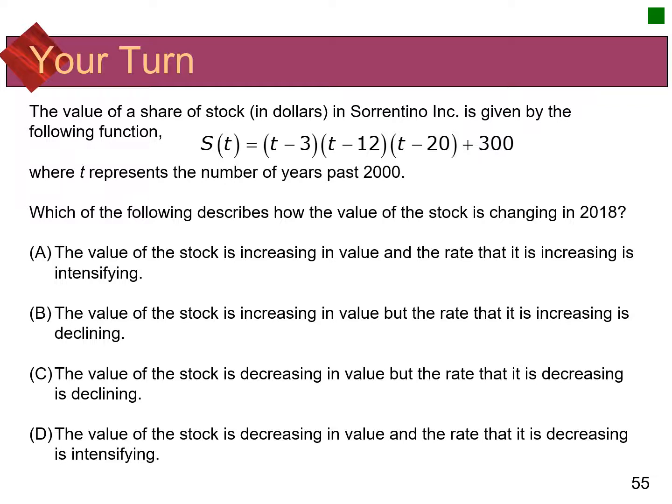And D, the value of the stock is decreasing in value, and the rate it is decreasing is intensifying. So that means not only is it decreasing in value, I expect that next year it's going to decrease even more than it decreased this previous year. That's probably a sign that the stock should be sold off as quickly as possible, before you lose your shirt. So how am I going to determine this with this function here, which only tells me what the value of the stock is going to be? Well, let's have a look.